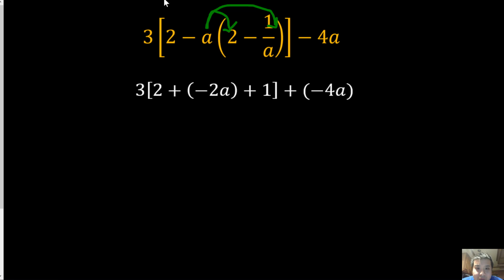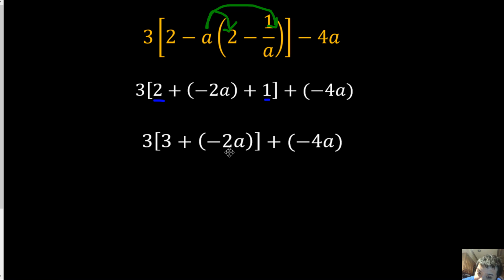Then we look inside the bracket, we have addition and addition, which means we're combining like terms, and the only pair of like terms that we have is this 2 and this 1, which gets us 3. There are no more like terms to combine in there, so we're done with the bracket, and we start looking outside of the bracket. What we find outside is this multiplication and this addition, so we're going to do multiplication first, and do 3 times 3, which is 9, and 3 times negative 2a, which is negative 6a.